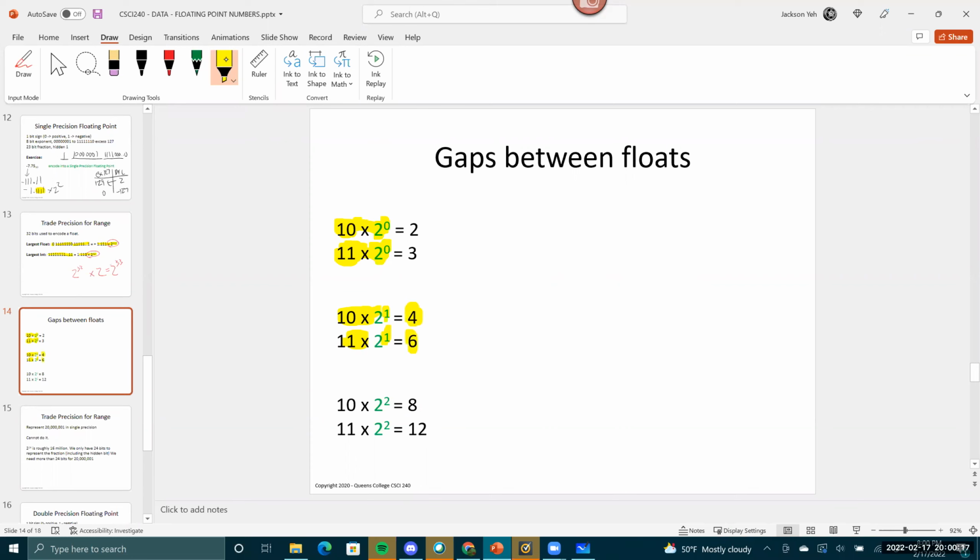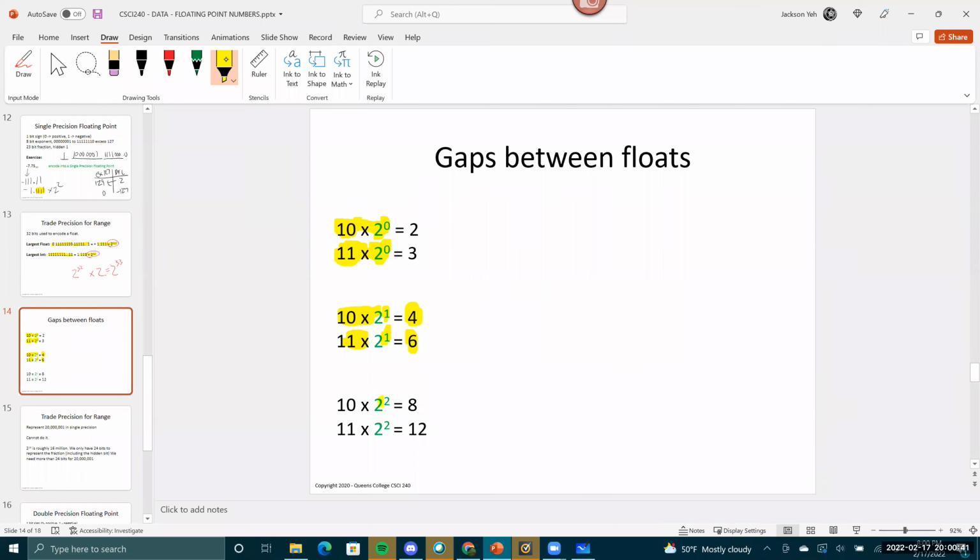4 and 6. Notice that when the exponent is set to 2 to the 1, you can no longer represent the value 5. Can't be done. Once the exponent is set to 2 to the 1, you no longer are able to represent the value 5. Do you see that? All I did was change the exponent. I didn't change the fraction, I just changed the exponent.